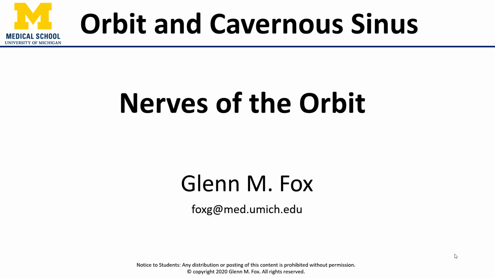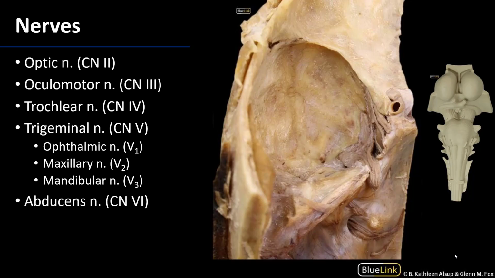Hi, let's talk about the nerves of the orbit. There are a variety of cranial nerves which are serving the orbit and orbital region. To name a few, there is the optic nerve, Cranial Nerve 2.